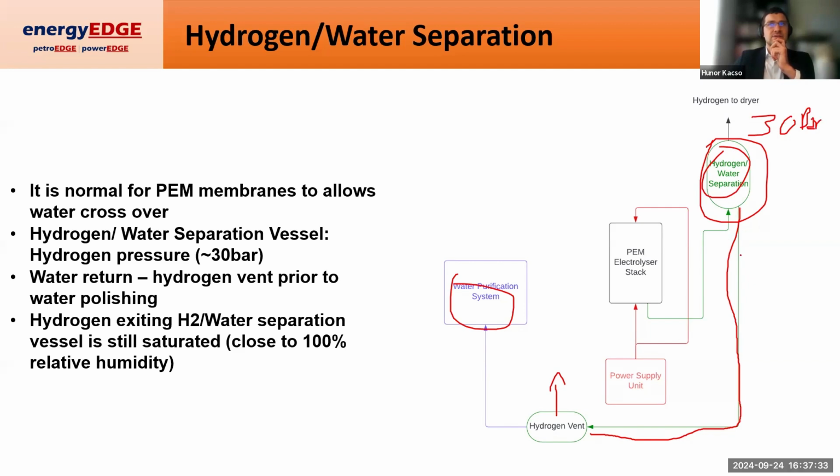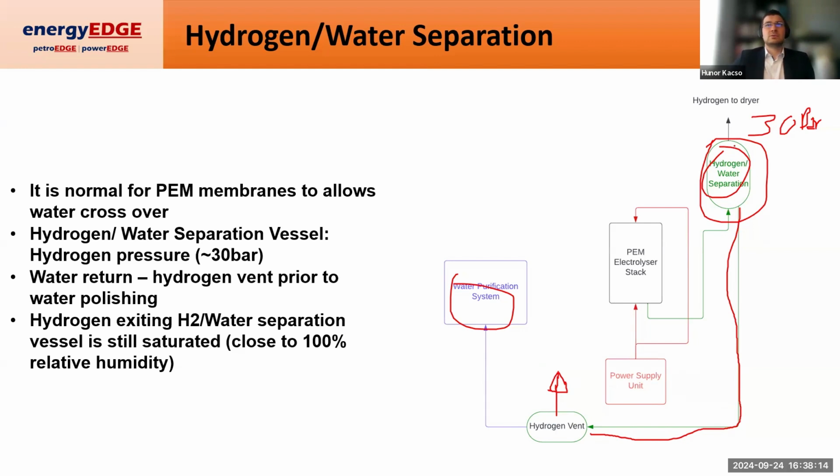Because it's at 30 bars, when you reduce this pressure down to atmospheric or just slightly above atmospheric, a lot of bubbles will get released, and those are going to be hydrogen bubbles. And this hydrogen must be vented safely. There are some pretty complex systems, I should say, which would safely vent the hydrogen out of this recirculated water, out of this water that we're reusing here.